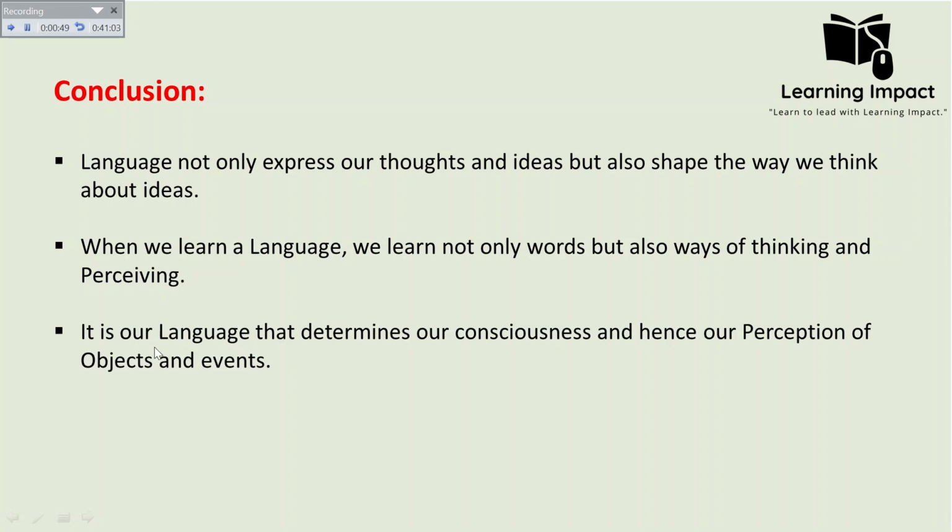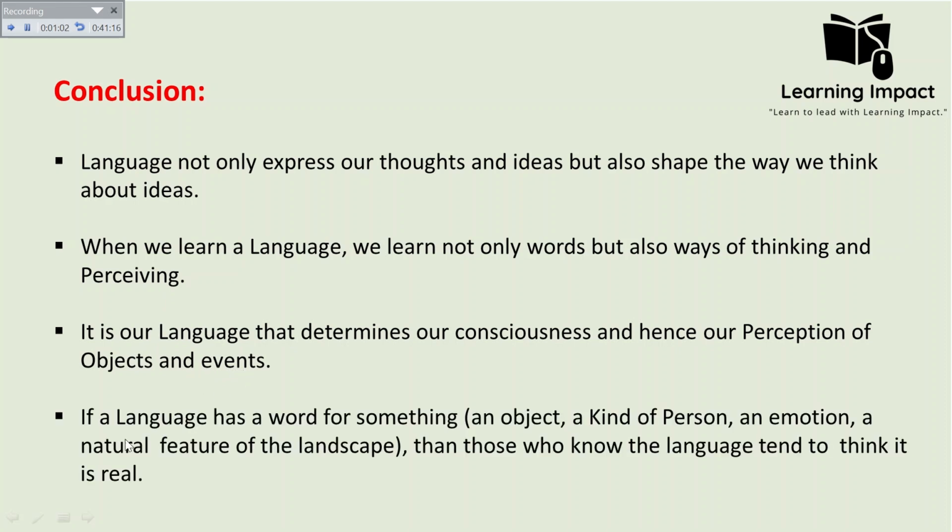And then, according to Sapir and Whorf, it is our language that determines our consciousness and hence our perception of objects and events. It means that how we make sense of our surroundings is all shaped by our language. If our language has a word for something, like an object, a kind of person, an emotion, or a natural feature of the landscape, then those who know the language tend to think it is real. And if they don't have a word for it, they will think it is not real. Like in the case of the Cameroon tribal community, where there wasn't a word for snow, so they don't believe that it is real.